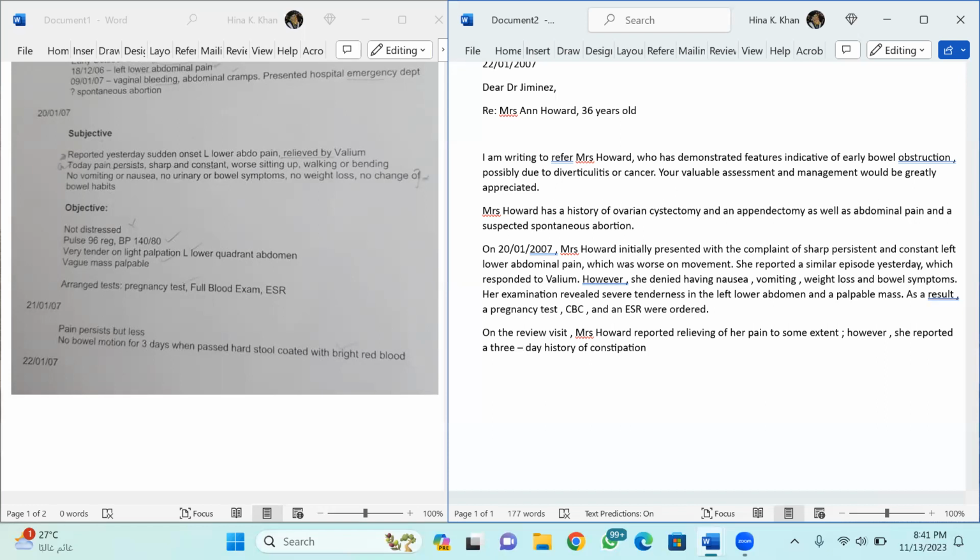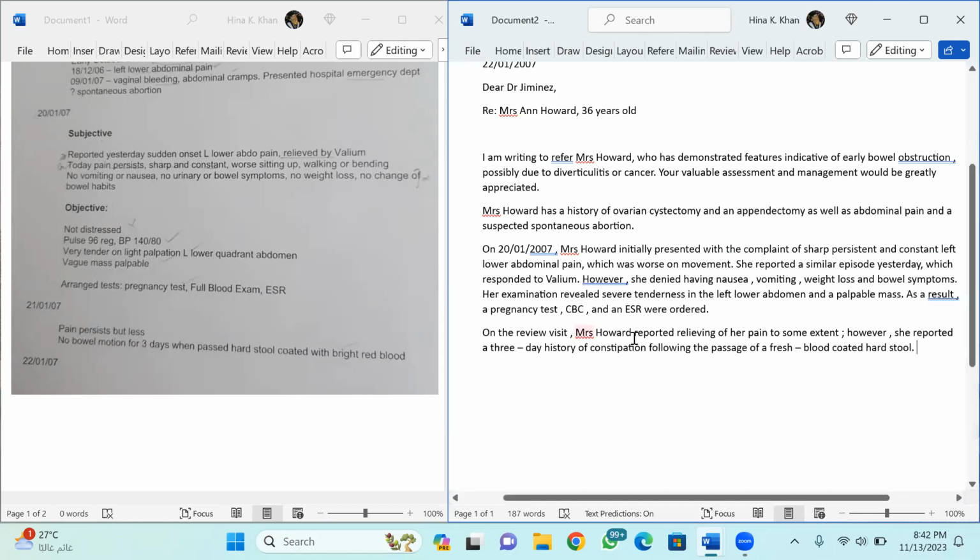Coated with red. Following means it followed what? It followed the passage of a fresh, or you can just write bright, as it is bright, but you can also write fresh, because we are doctors, we know that. Fresh blood coating the stool, full stop. Now I have paraphrased it.